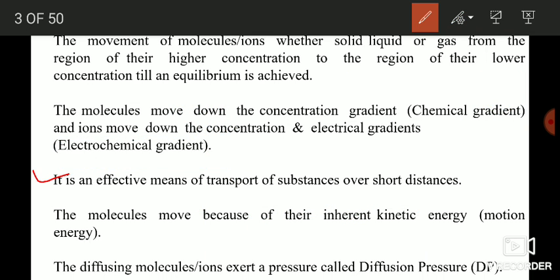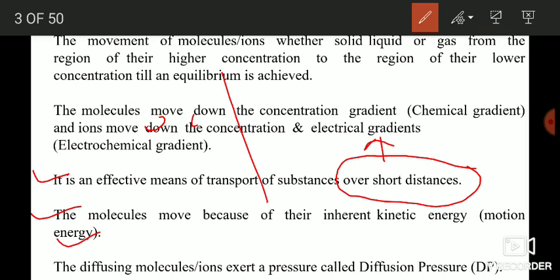And one very important point about diffusion is that it is an effective means of transport of substances over short distances. This diffusion operates over short distance, it is not a long distance transport. This is very important, you have to remember this point. The molecules move because of their inherent kinetic energy, which is known as motion energy. The molecules in diffusion move from one position to another because they possess inherent kinetic energy. If they don't possess kinetic energy, they will not be able to move.